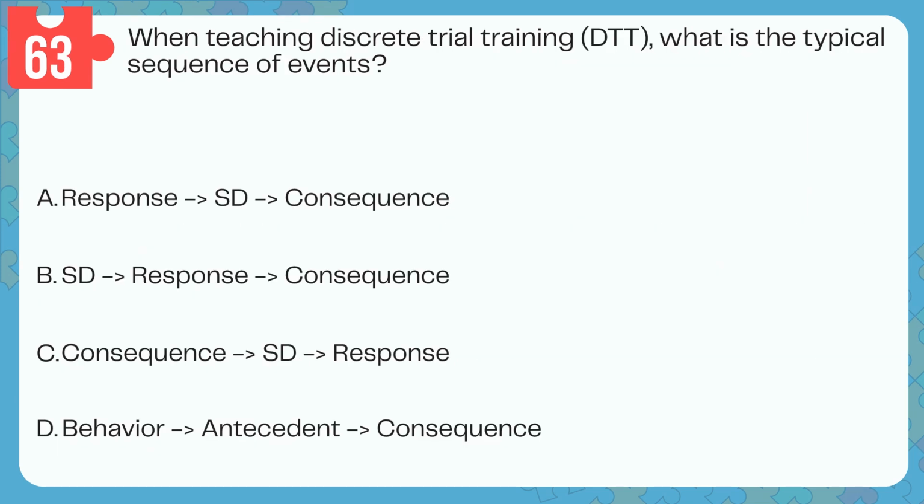Question 63. When teaching discrete trial training, DTT, what is the typical sequence of events? A. Response, then SD, then consequence. B. SD, then response, then consequence. C. Consequence, then SD, then response. D. Behavior, then antecedent, then consequence.